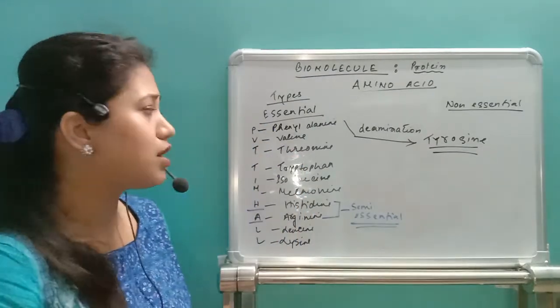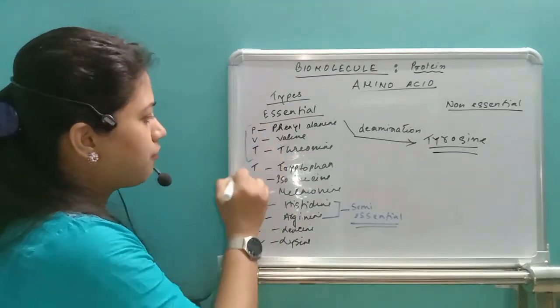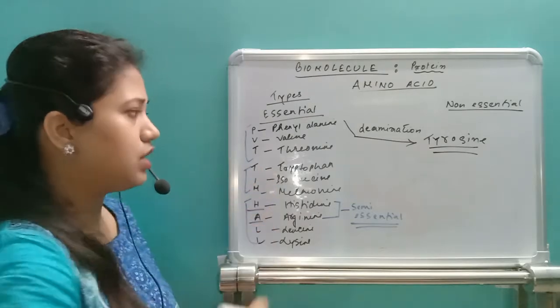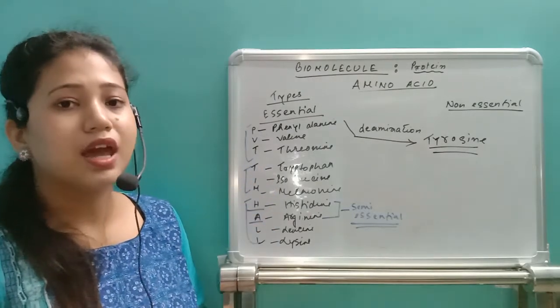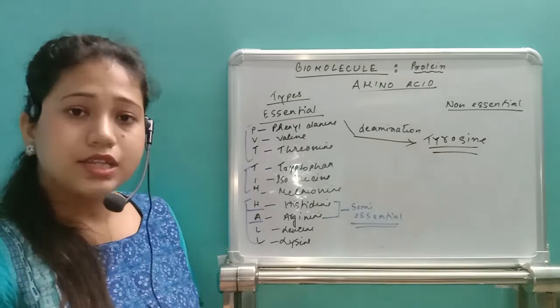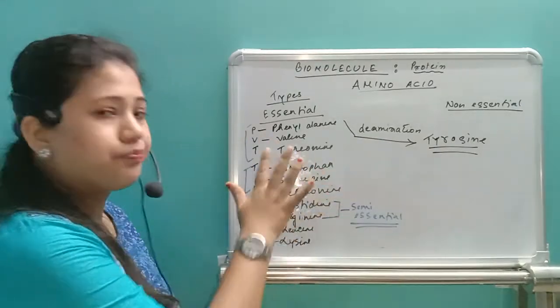What are the essential amino acids? That will be PVT TIMHALL, that is phenylalanine, TIM, what are they?